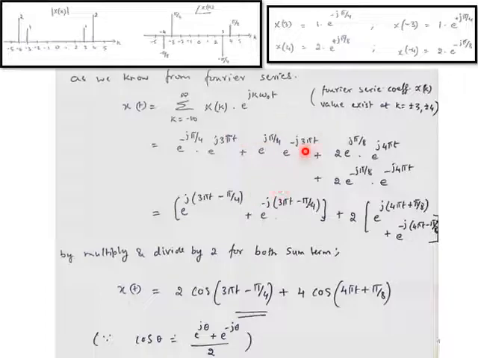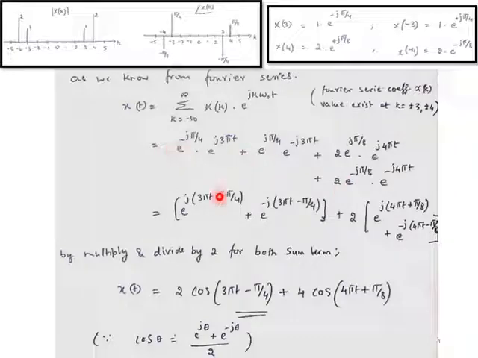So at x of minus 3, we can take the value: e to the power j pi by 4, times e to the power minus j 3 pi t, plus the next term, x of 4, which is 2 e to the power j pi by 8, into e to the power j 4 pi t. That is what I need to consider. Next, plus x of minus 4, which is 2 e to the power minus j pi by 8, into e to the power minus j 4 pi t. Okay, so then I just need to simplify these terms.